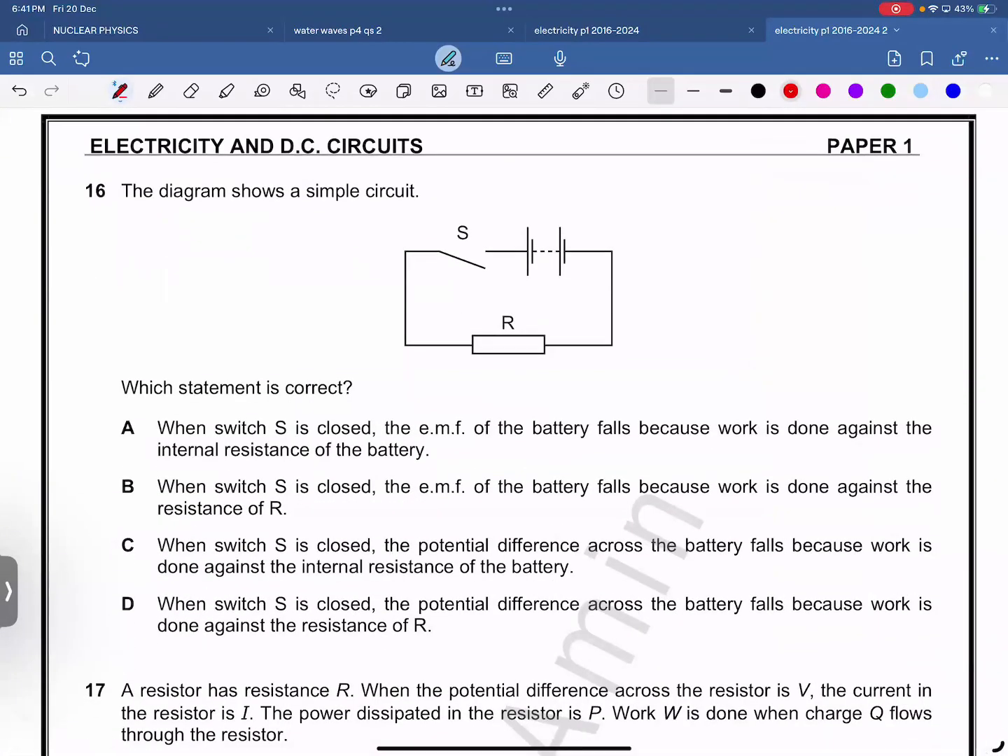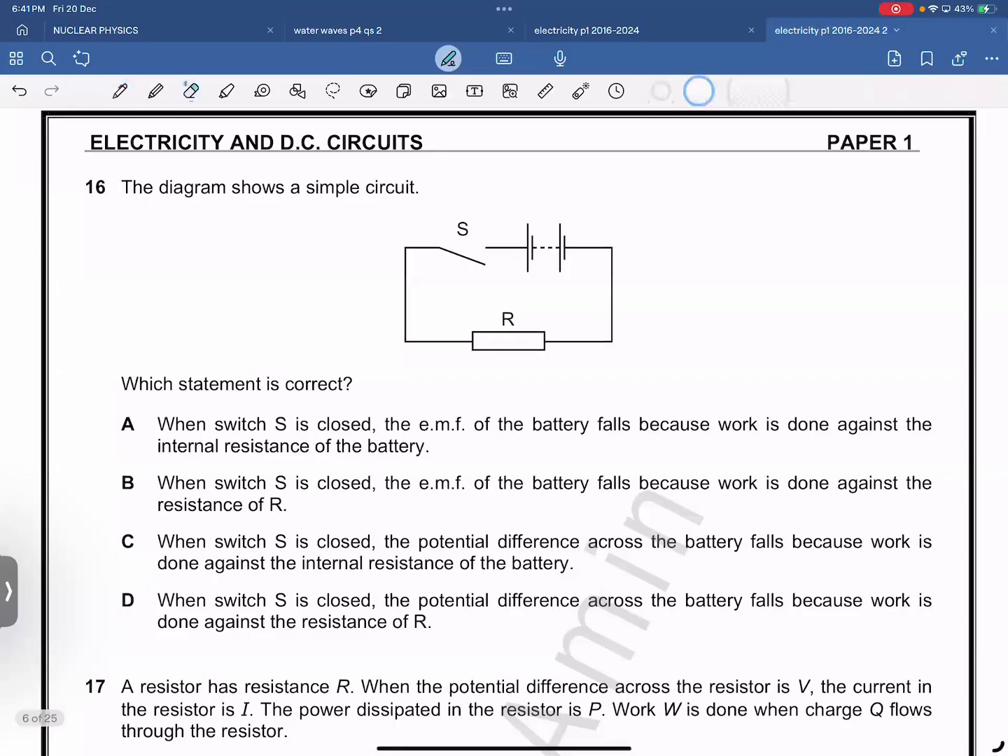Question number 16, my dear students. The diagram shows a simple circuit. Which statement is correct? When the switch S is closed, the EMF of the battery, okay, let's check. When you close the switch, EMF falls. No, my dear, EMF remains constant. Terminal PD can change. So option A is false, it's a wrong option. Option B, they also say EMF what? False. It is a wrong option. So A and B are ruled out. We have C and D to discuss.